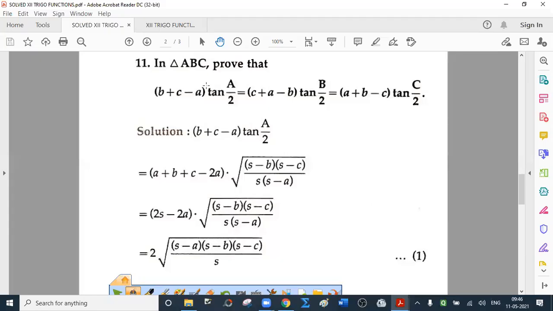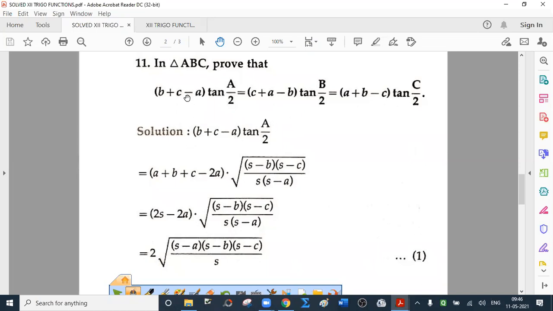Now this is sum number 11. In triangle ABC, prove that B plus C minus A tan A by 2 is C plus A minus B tan B by 2 is A plus B minus C tan C by 2. You will notice that we will simplify the first part, and then by making cyclic changes, only the left hand side will change, the right hand side will remain the same.